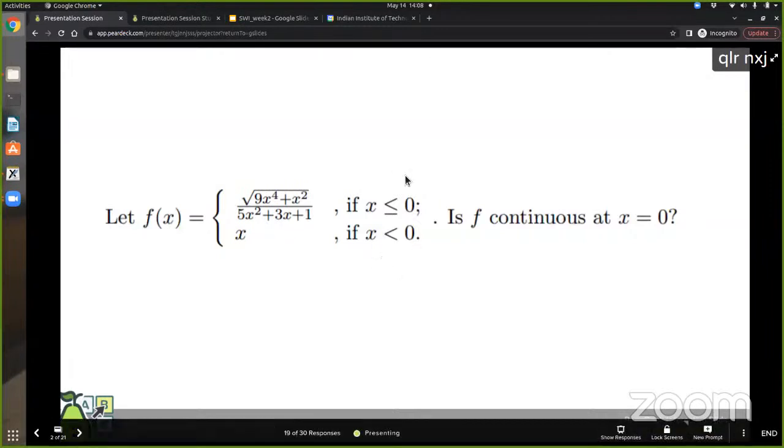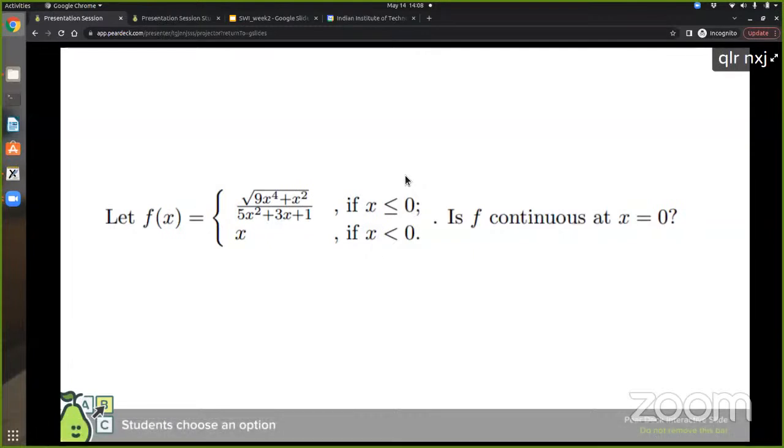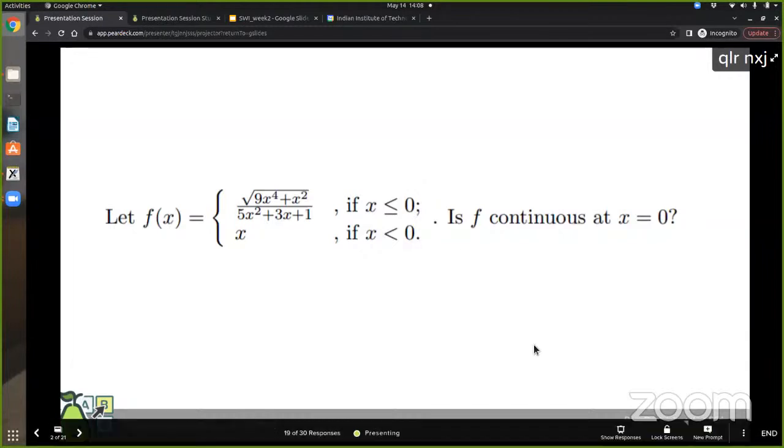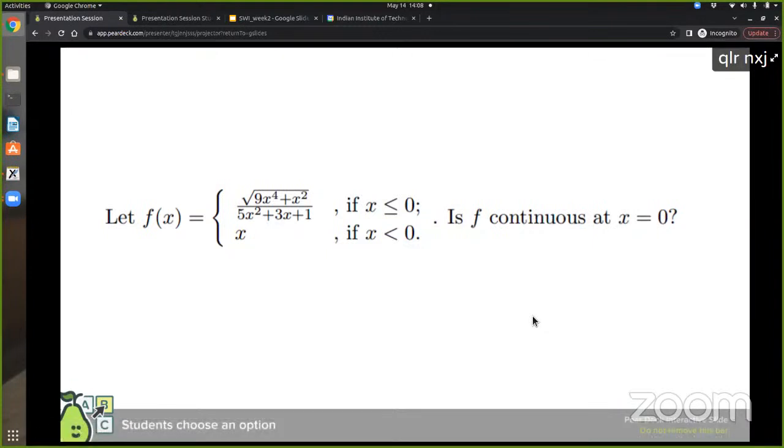I don't know who asked, but okay, never mind. Let me check this and see. If it is possible, it will be changed. If it is not possible, it will be the same. I will try that. Okay, so I got 19 responses from people who have joined the peer deck session out of 48 participants in this session.